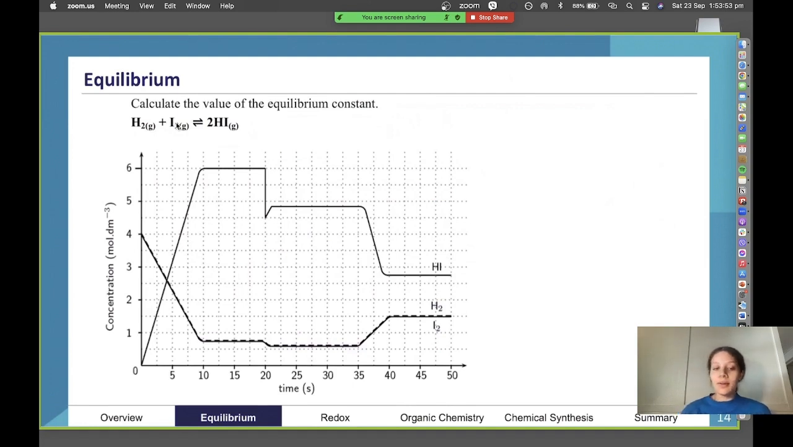Now here we have a different type of question, same system though. Calculate the value of the equilibrium constant. Just have a go calculating the equilibrium constant. We'll go through working out together in 2 seconds. And also just for consistency, I'll be using the values from this equilibrium section there.